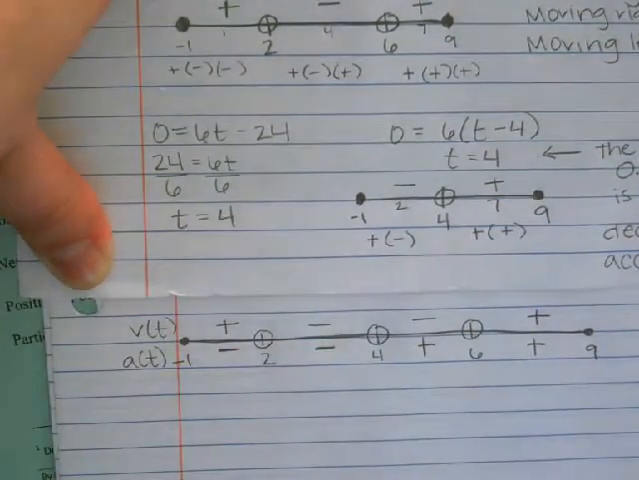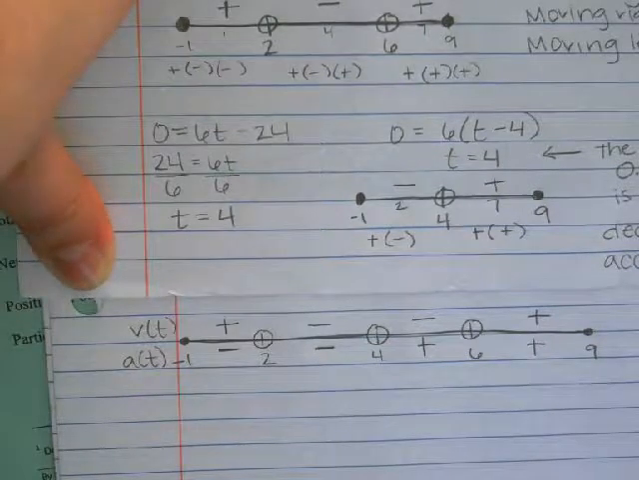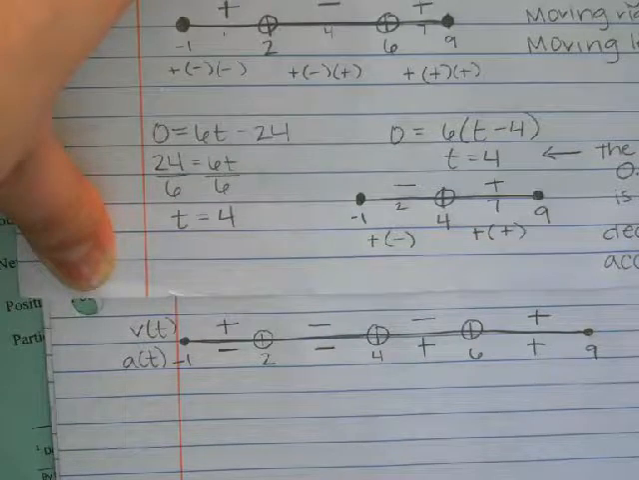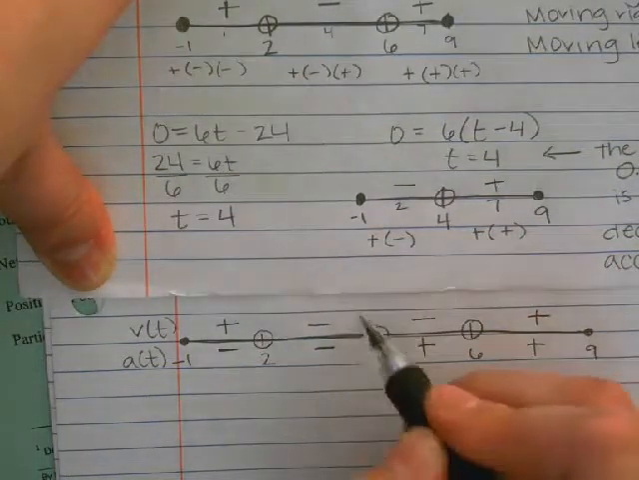And this is how we can do our speeding up and slowing down. Because speeding up happens when the signs are the same. Slowing down happens when the signs are opposite. Okay? So here, what's happening in here?